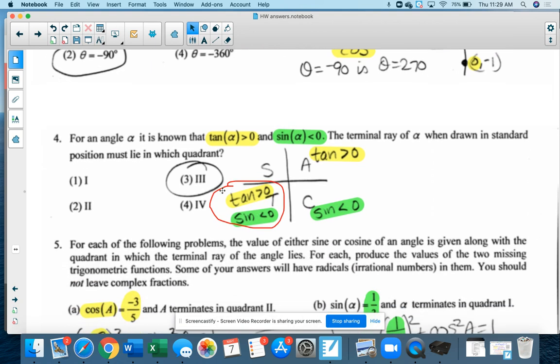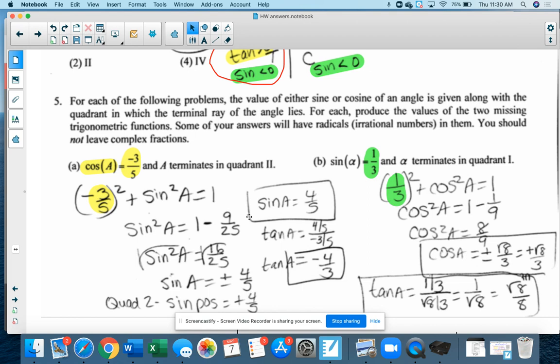For an angle, it is known that the tangent is greater than 0 and the sine is less than 0. So remember, I draw my little chart here. All Students Take Calc. Tangent is greater than 0 in the first quadrant, and it's greater than 0 in the third quadrant. And then I'm looking where sine is less than 0. Sine is positive in the first and second quadrant, and sine is negative in the third and fourth. So I'm looking for where those overlap. In quadrant 3, the tangent is greater than 0, and the sine is less than 0.